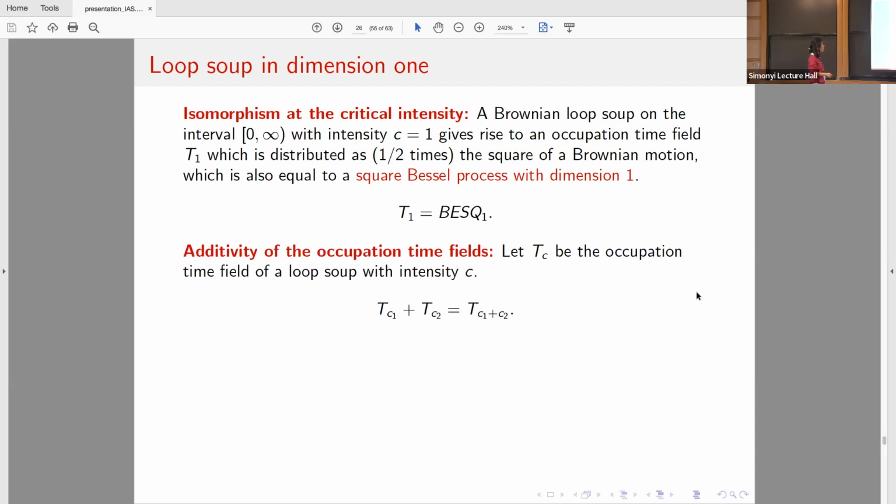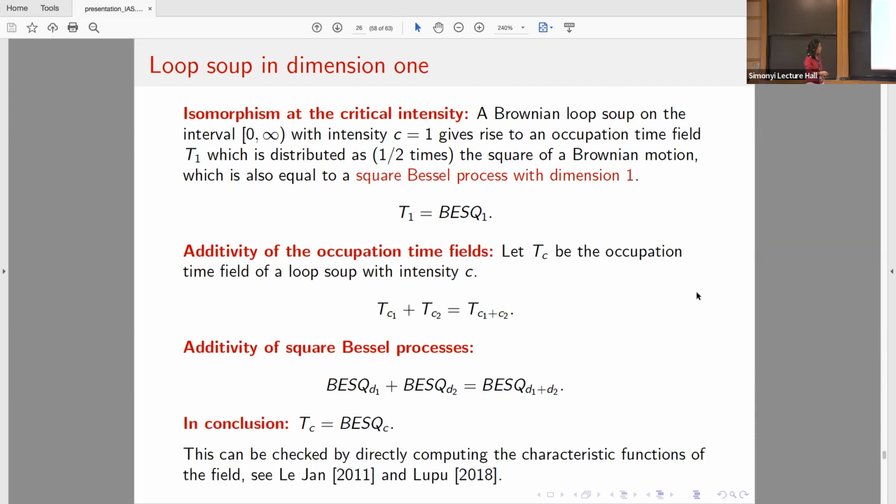And then we also know that there is the additivity of the occupation time fields of the Brownian loop soup, just because it's a Poisson point process. So if you take the occupation time fields with intensity C1 and then C2, you get intensity C1 plus C2. But we also know the additivity of square Bessel processes for different dimensions. So we can deduce then that in fact T_C is just equal to a square Bessel process with dimension C. And this can be checked by directly computing the characteristic functions. That was done by Le Jan.